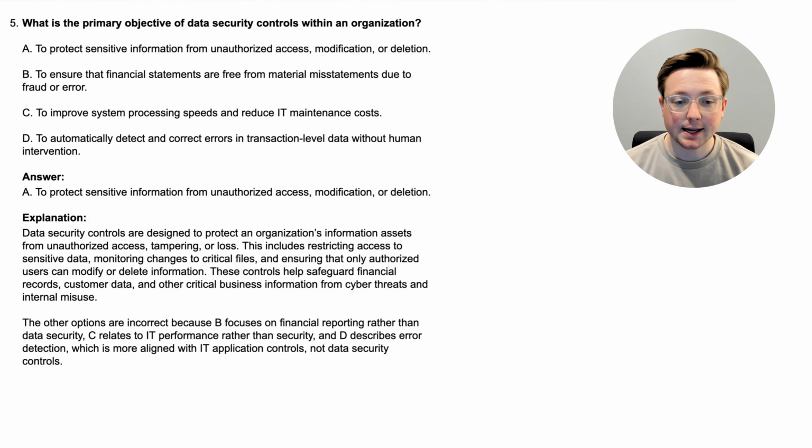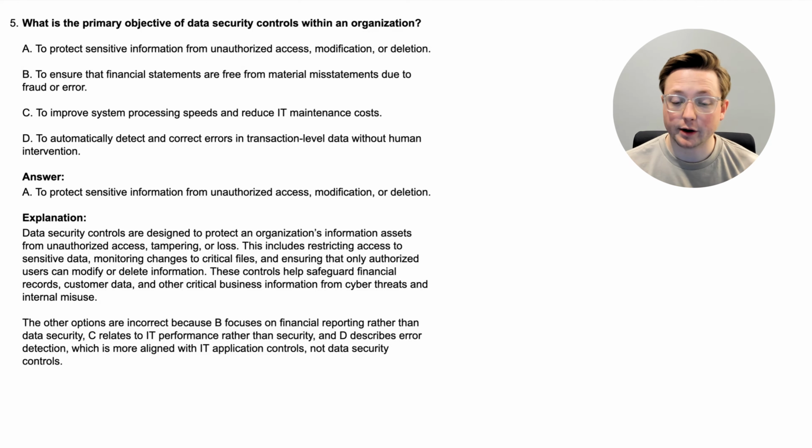Okay, here we are. The answer is A, to protect sensitive information from unauthorized access, modification, or deletion. Again, that is the primary objective of data security controls. Let's dive into the explanation. Data security controls are designed to protect an organization's information assets from unauthorized access, tampering, or loss. This includes restricting access to sensitive data, monitoring changes to critical files, and ensuring that only authorized users can modify or delete information. These controls help safeguard financial records, customer data, and other critical business information from cyber threats and internal misuse. So again, the idea here is to make sure that the information is protected.